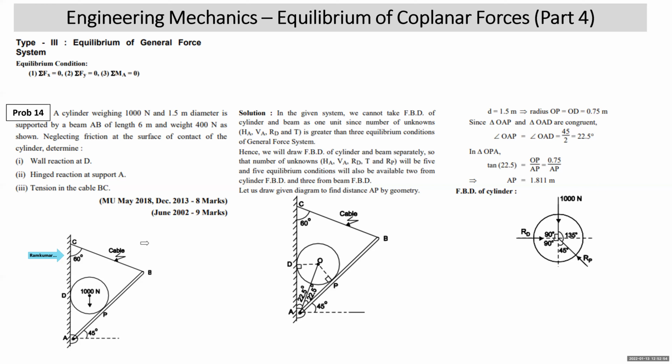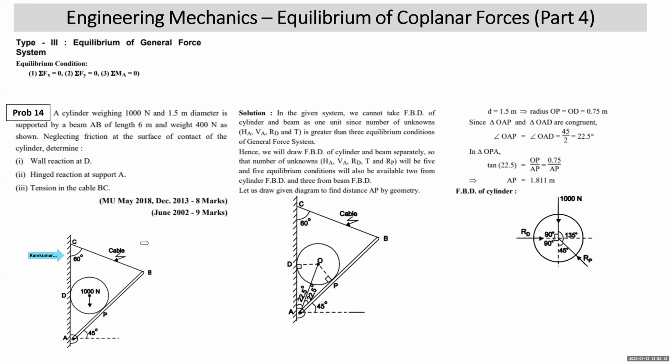Total 5 equilibrium conditions will be available if you separate the beam and cylinder, and a total of 5 unknowns will also appear on the FBDs. What will be the 5 unknowns? HA, VA, RD, RP. RP is a common reaction between the cylinder and the beam, and the tension in the cable at B.